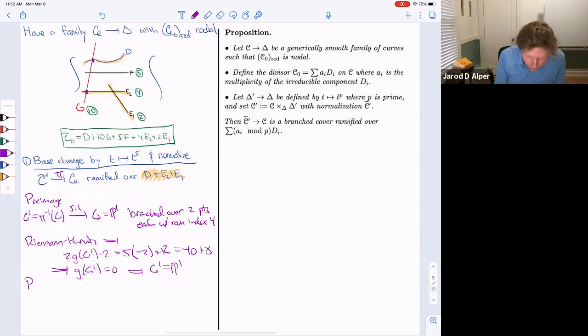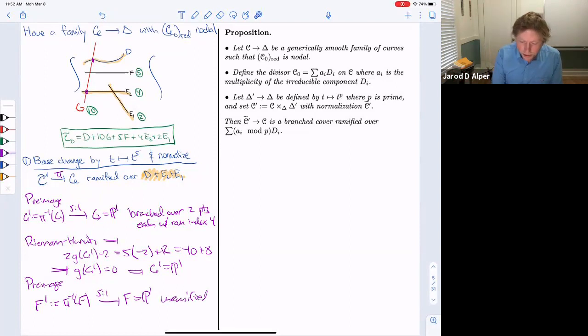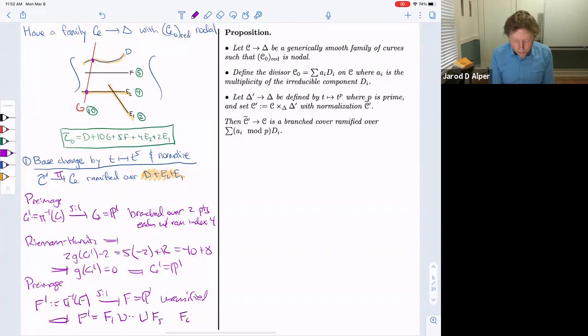And on the other hand, let's take the preimage of F, so F prime, let's take that to be the preimage of F. This is a 5-to-1 cover of F, but it's unramified, right? If you look at this picture, F doesn't intersect the ramification locus, and P1 doesn't have any non-trivial unramified covers, right? So this tells us that the preimage F prime is the disjoint union of just 5 copies of P1.